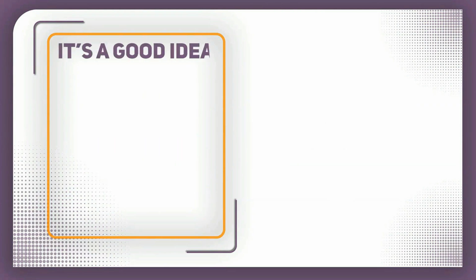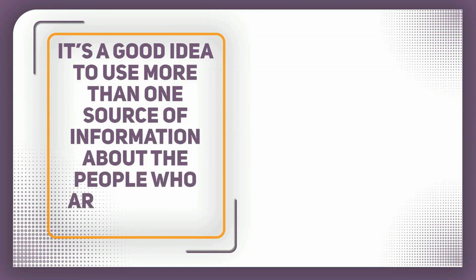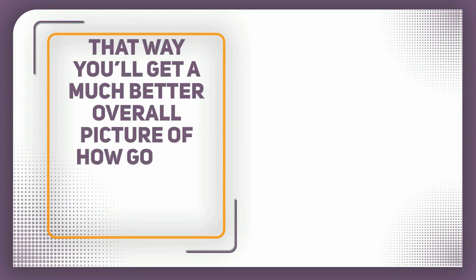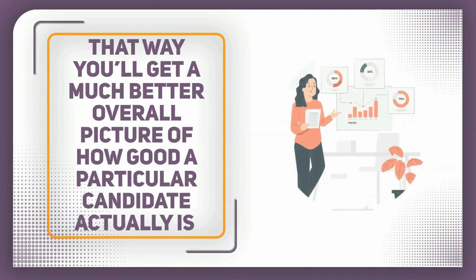As we've seen with Mario, it's a good idea to use more than one source of information about the people who are applying for a job, including their CV or application form, how well they do in their interview, the results of any tests or group activities, and their previous employer's references. That way, you'll get a much better overall picture of how good a particular candidate actually is, and hopefully you won't find yourself in the same position as Mario's old boss.